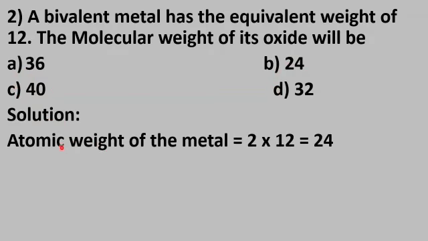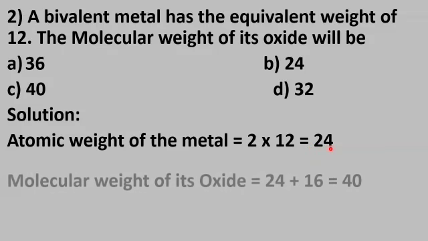So solution, atomic weight of the metal we can calculate by multiplying 2 with the 12. So here 12 is the equivalent weight of the atom. Since it is a bivalent atom, we have to multiply by 2. So you will get atomic weight of the metal, that is 24.